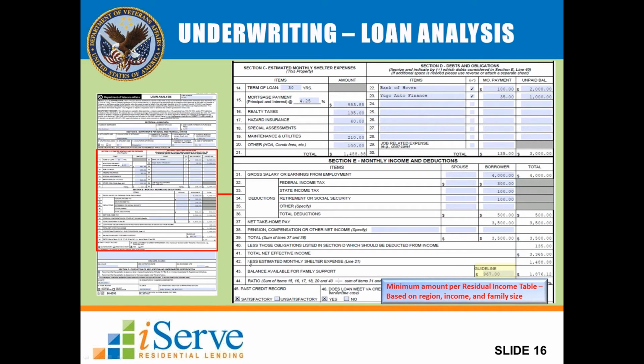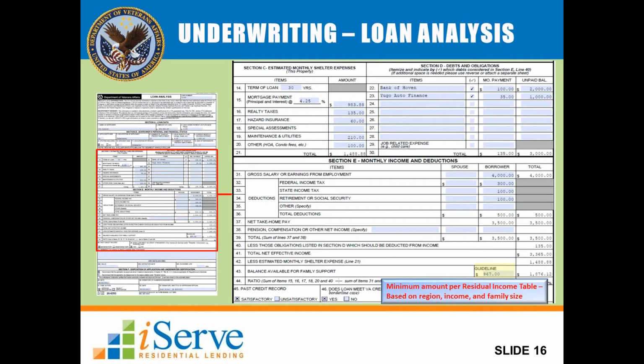Now we're going to take on line 42 our shelter expense that's carried over from our total on Section C, and we're going to subtract that from our net effective income. That is going to give us our residual.